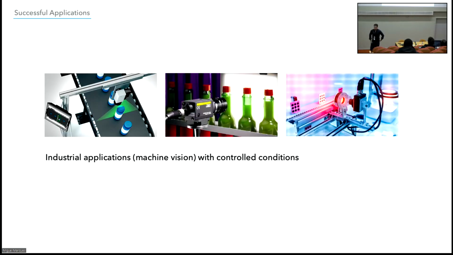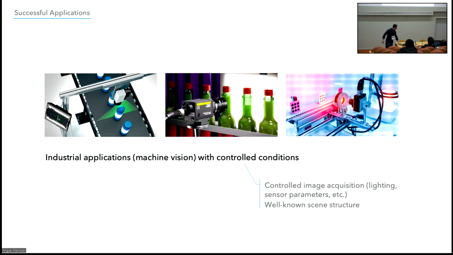What types of applications, until the 90s, were usually successful? Typically only applications where you have controlled conditions, like industrial applications, where computer vision for a long time was called machine vision. When I'm talking about controlled conditions, I'm talking about controlled image acquisition. We control the lighting. We know exactly the lighting conditions that we're applying to acquire the images. We know the parameters of the sensor.